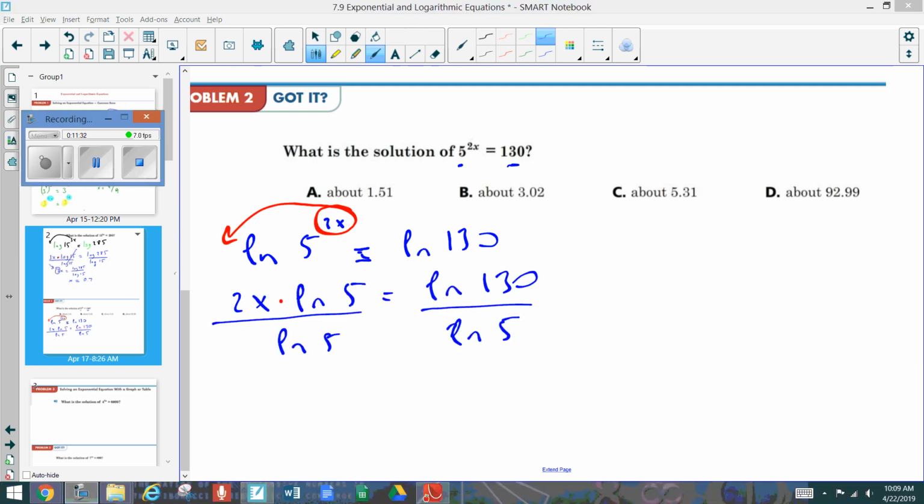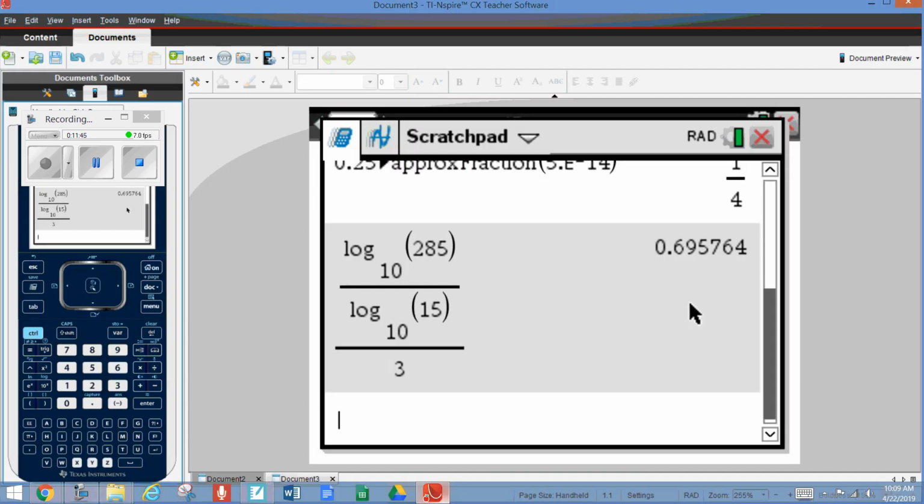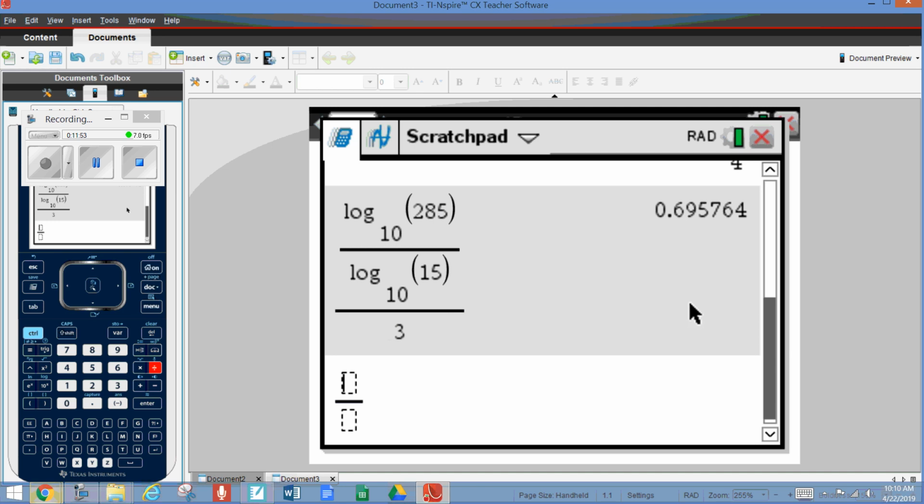Where we divide both hand sides by ln 5. Then ln cancels out. 2x is equal to ln 130 over ln 5. Let's do that on the calculator. ln 130 over ln 5. How to put ln? Control, e power x, yes, ln 5.